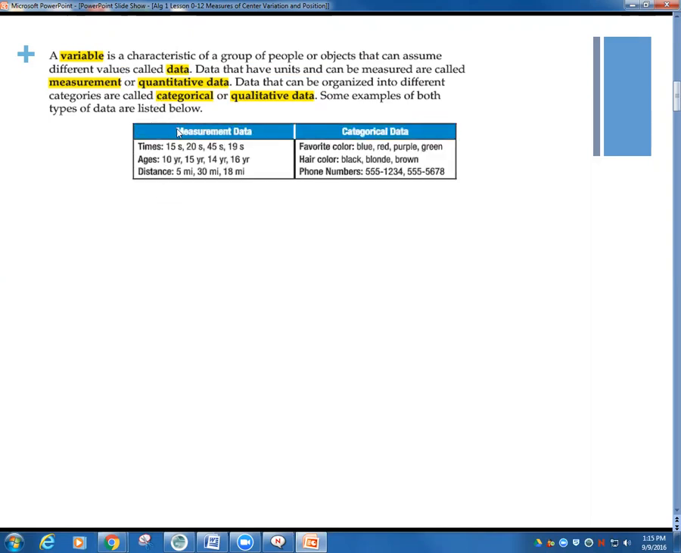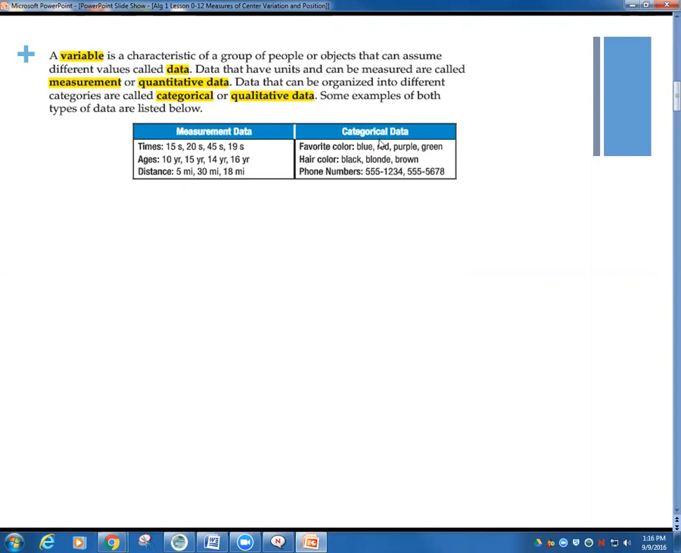So measurement data or quantitative data are things that can be measured. I like that. So times, like seconds, or ages, years, decades, stuff like that. Distance, miles, those aren't the only ones, but those are some examples.